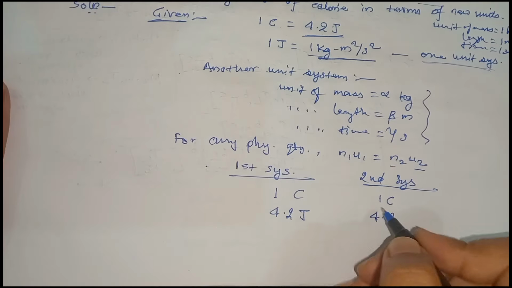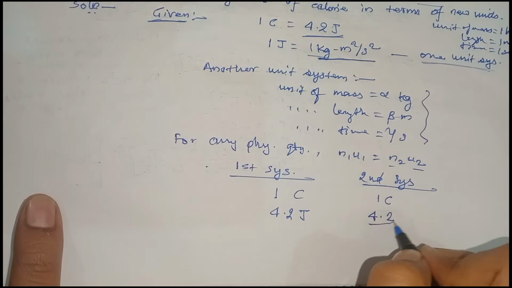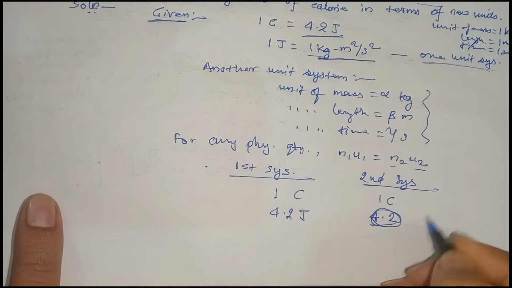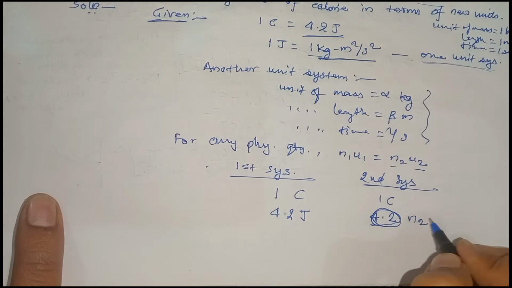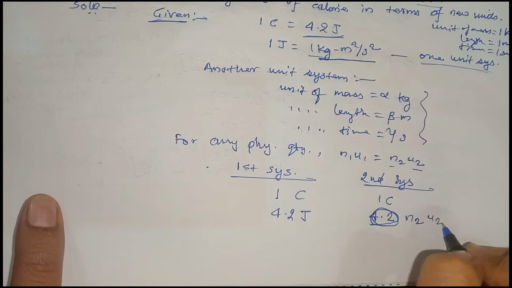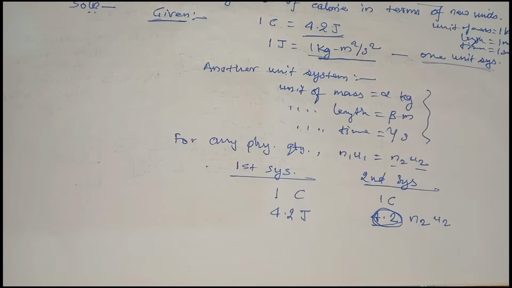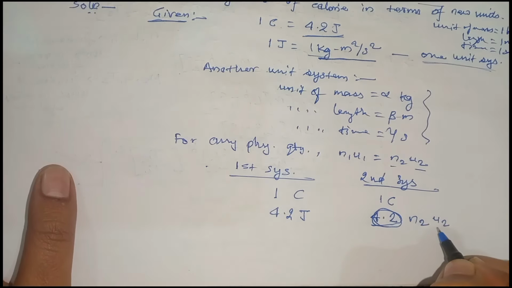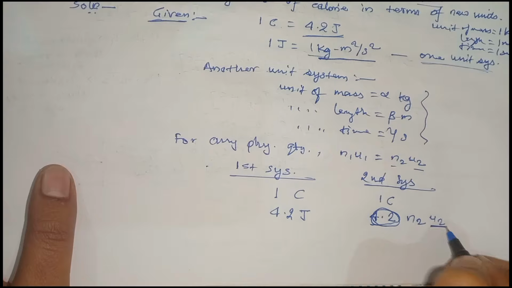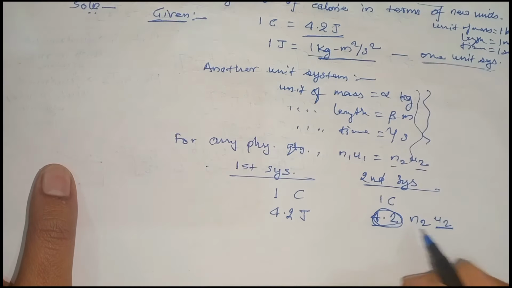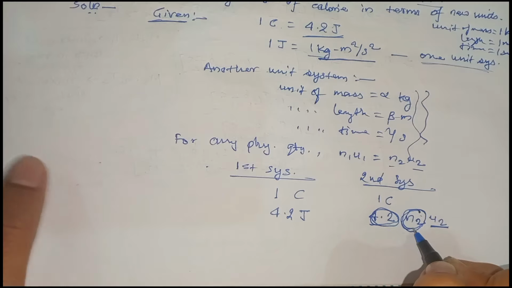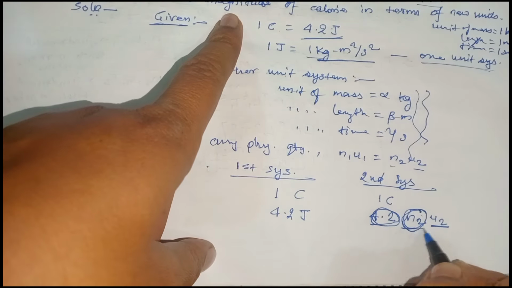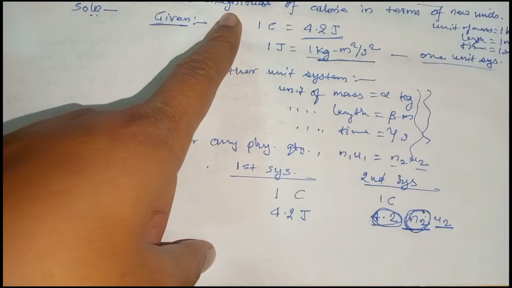It will not be 4.2. Do you know why this is not 4.2? We have to take N2 in this U2. This unit we will put by using this, and we have to find this magnitude. The question is to find the magnitude of calorie. This is the magnitude of calorie here.